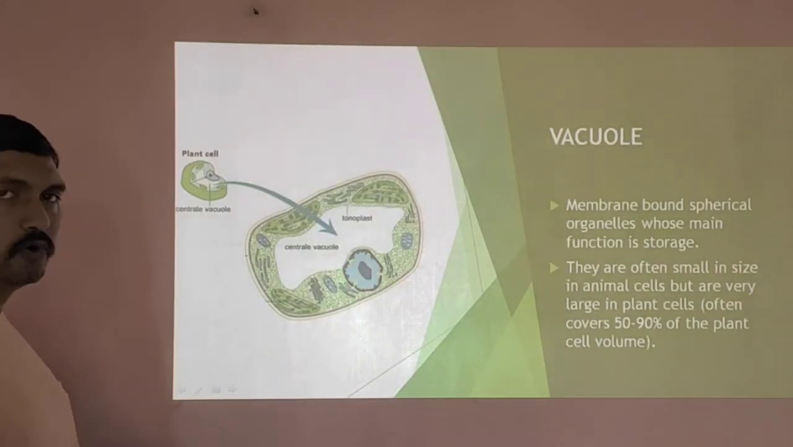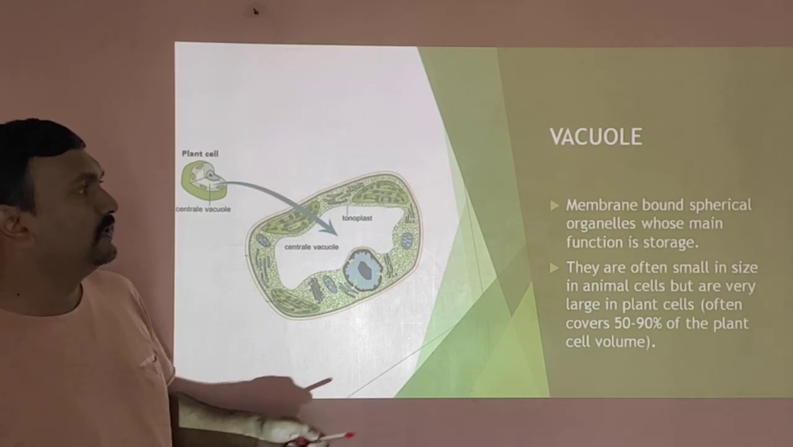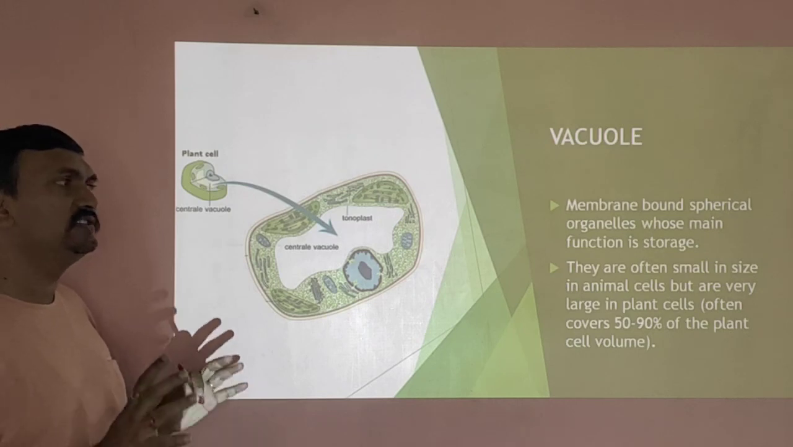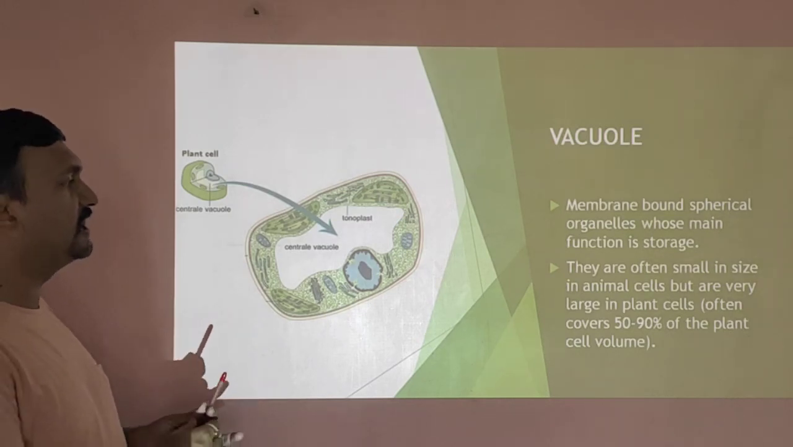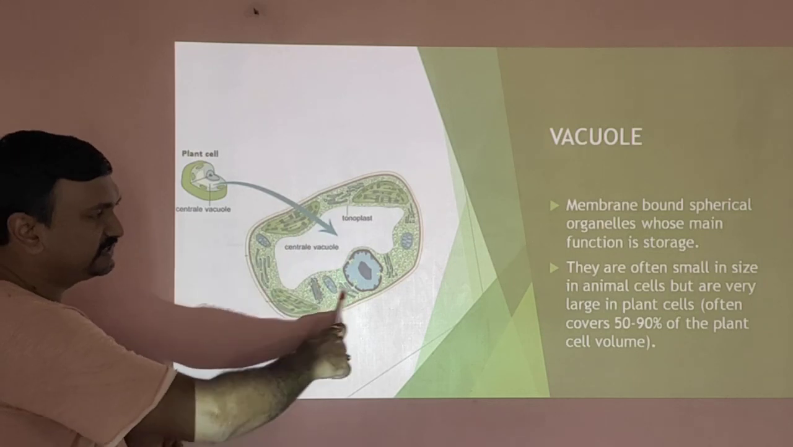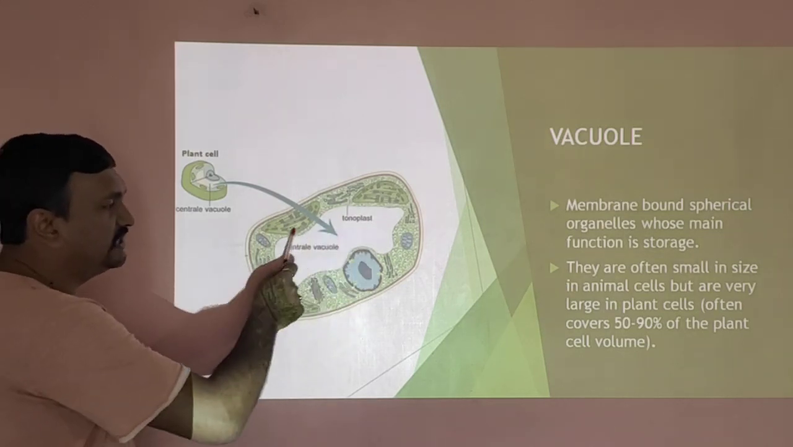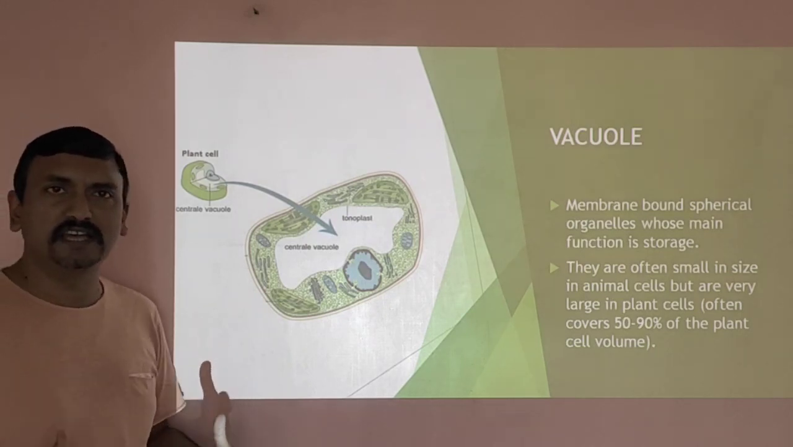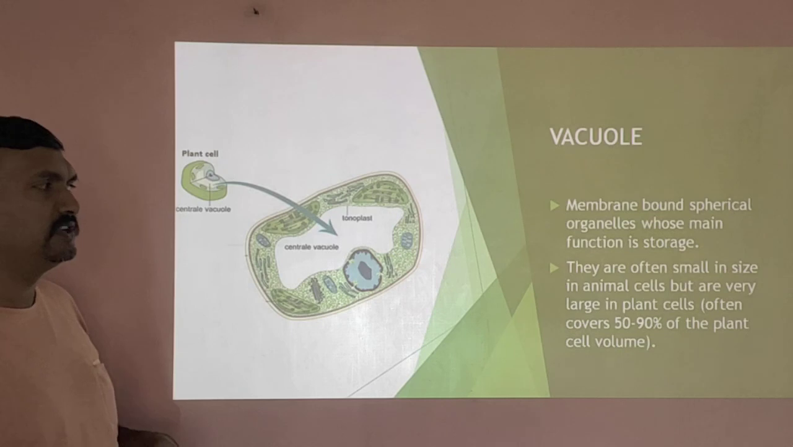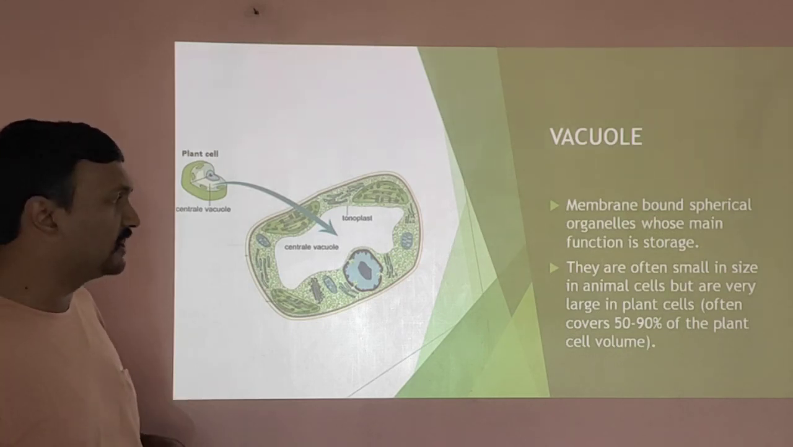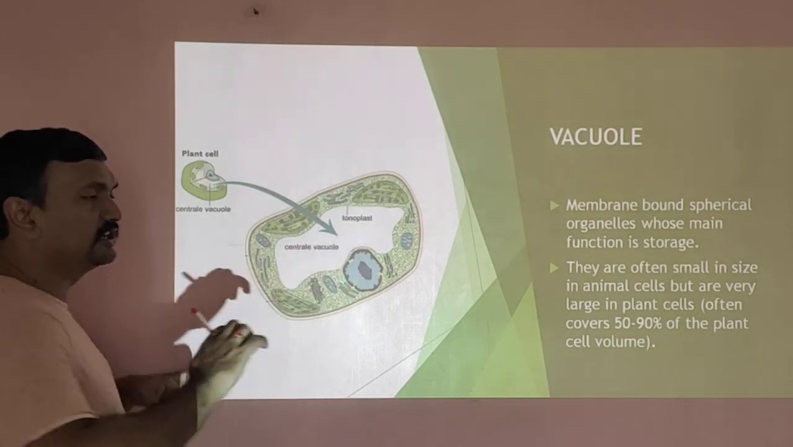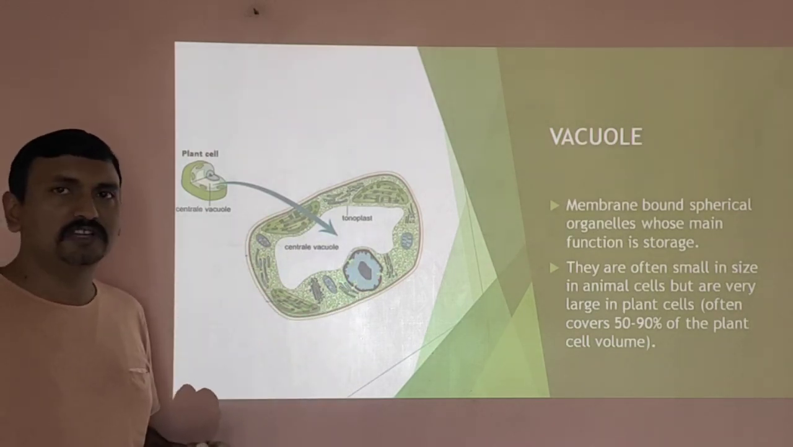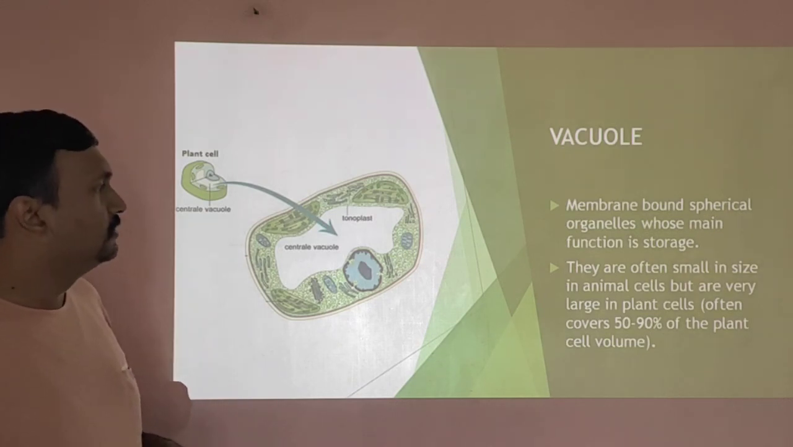Next organelle is vacuole, the last organelle that we are discussing. Vacuole is a membrane-bound spherical organelle whose main function is storage. Large vacuoles you can find inside plant cells. See, this is the plant cell. Inside you can see a very large vacuole. Usually a vacuole can take up huge area inside the cell. 50 to 90% of the cell volume may be taken up by one single vacuole, thereby pushing all the other cell organelles towards the periphery. In animal cells also they may be present, but usually small in size.